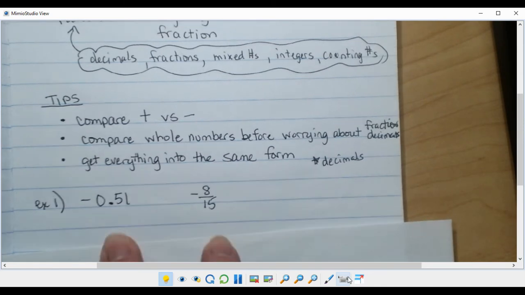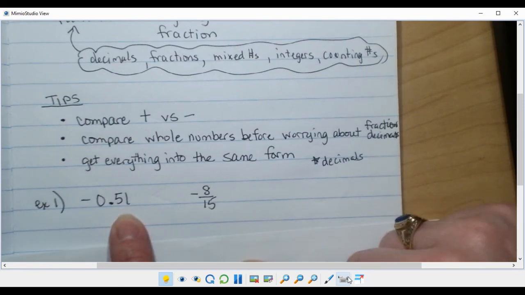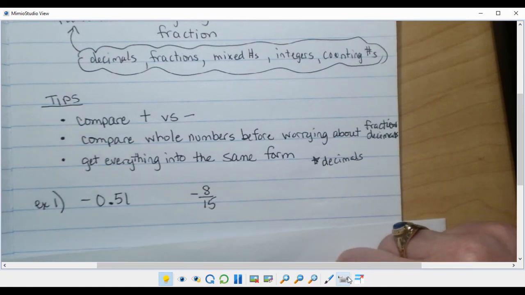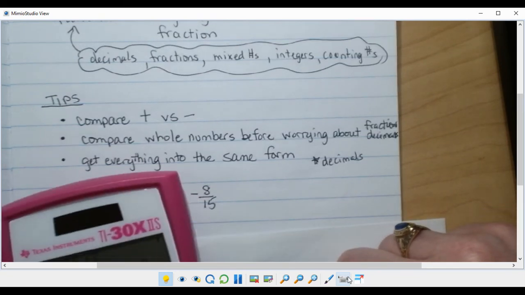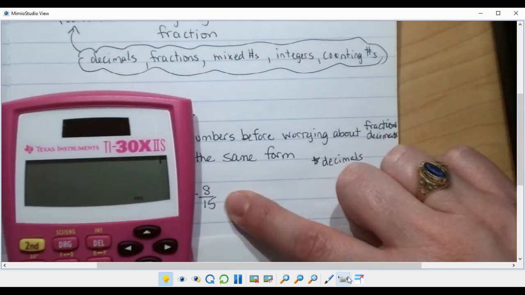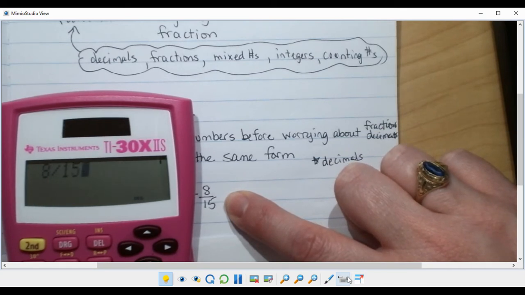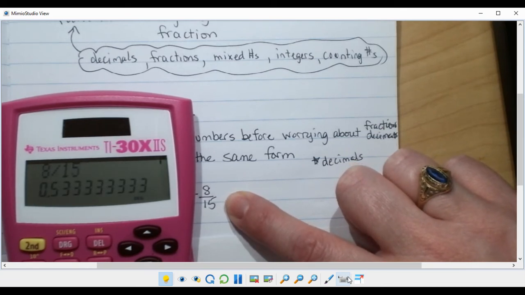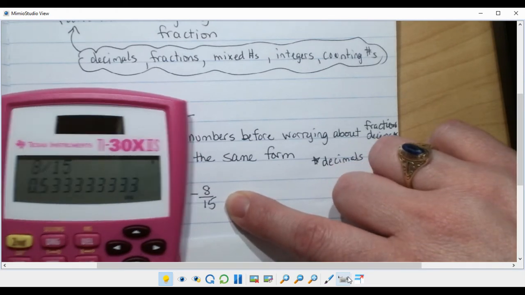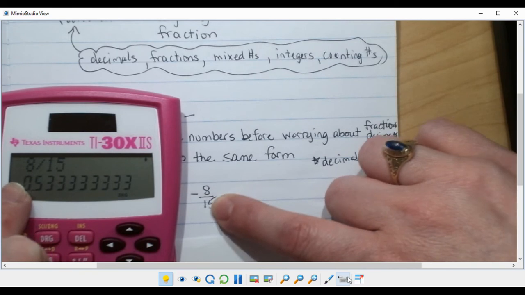Now, they're not in the same form, so let's get them there. I could make this be 51 over 100, but then I'd have to find a common denominator, and I'm just not in the mood to do that. So I'm going to grab my calculator, and I'm going to divide. Don't worry about the negative sign just yet, but I'm going to divide. Remember, it's top, divide, bottom. Just that simple in that order. And I get 0.53 repeated. I had to put the negative sign on there because it's really in the original.